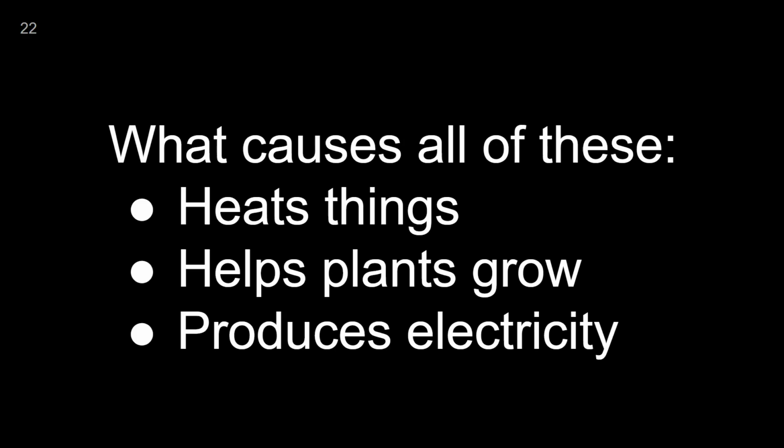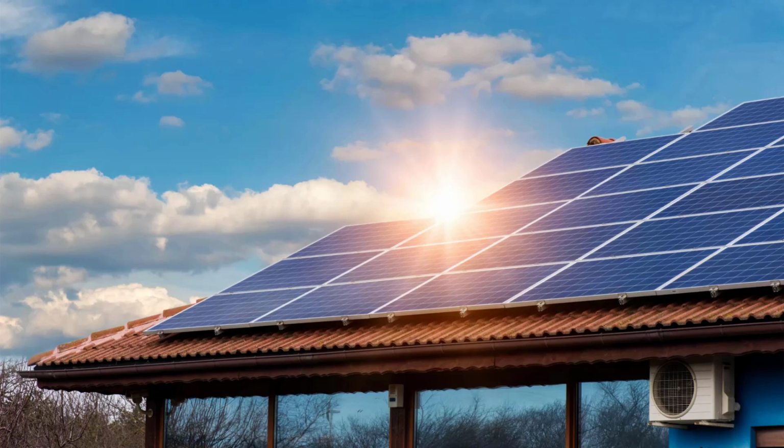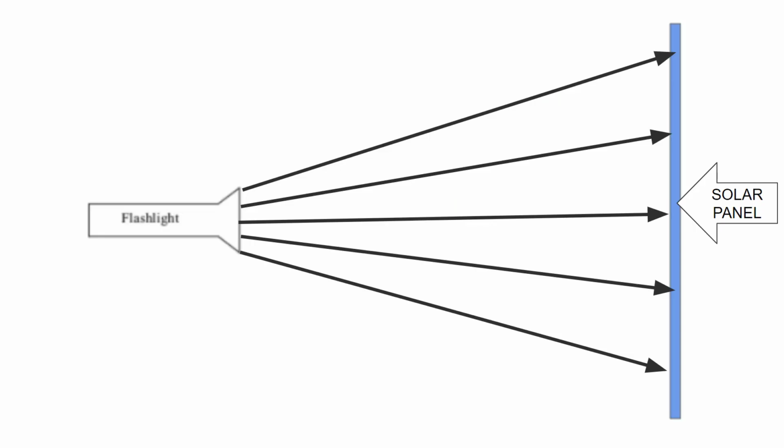So what is something that causes all of these? Heats things up, makes plants grow, and produces electricity. It's the absorption of light.